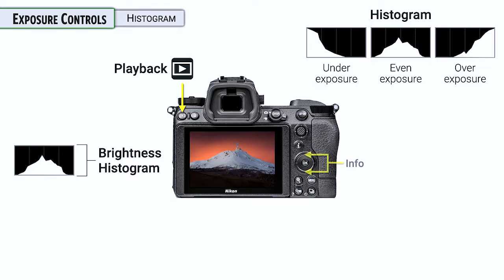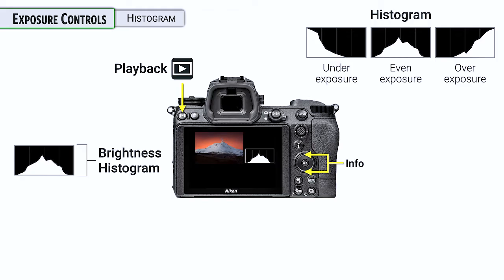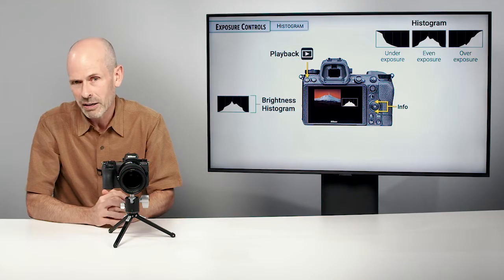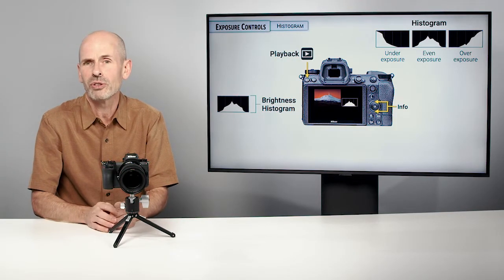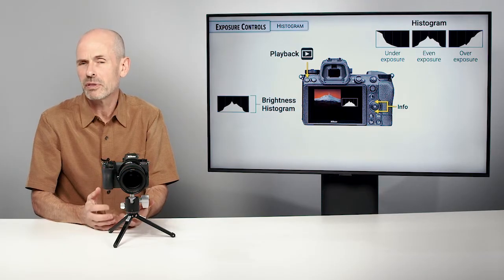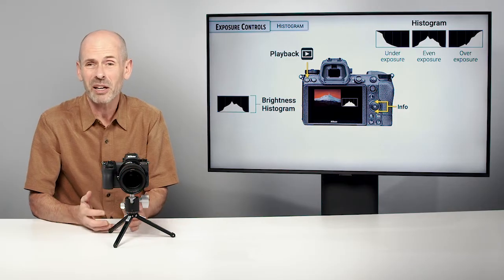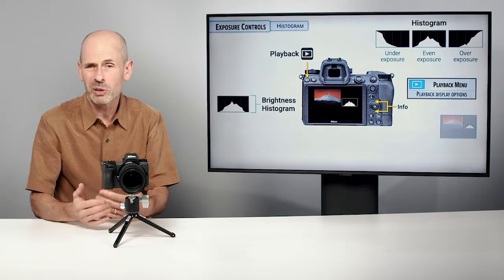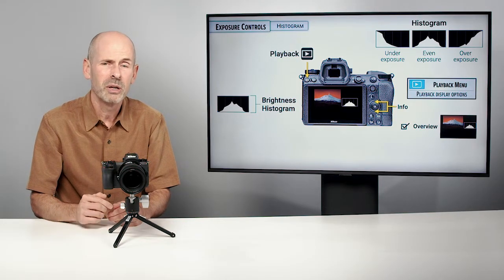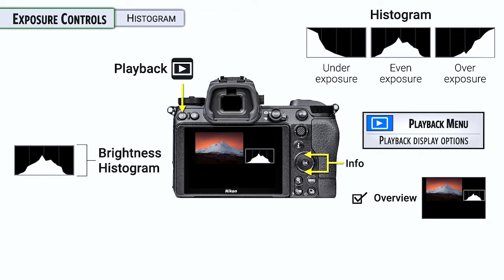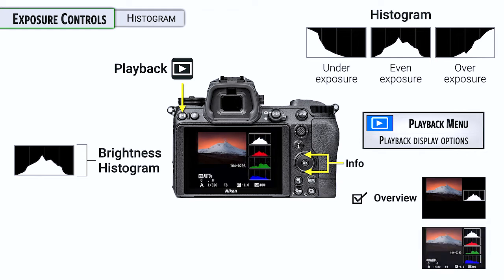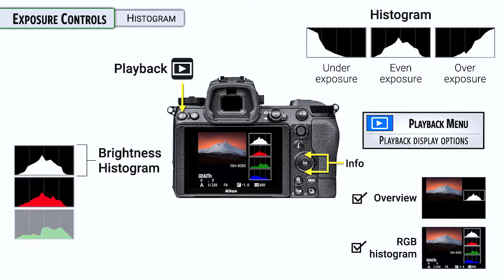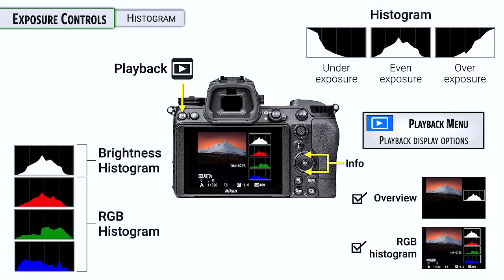Now you can also see this when you play an image back. Play an image back, and then if you go up and down, you can get to histogram information provided it's available to you. So this is one of my gripes about Nikon: they have some great features and they're turned off from the factory, from the get-go, and you got to go turn them on. And so let's do that. Let's go into the playback menu. We're going to go into playback display options and we're going to put a check mark by the overview so we can see the brightness histogram and by the RGB histogram so that we can see that as well.